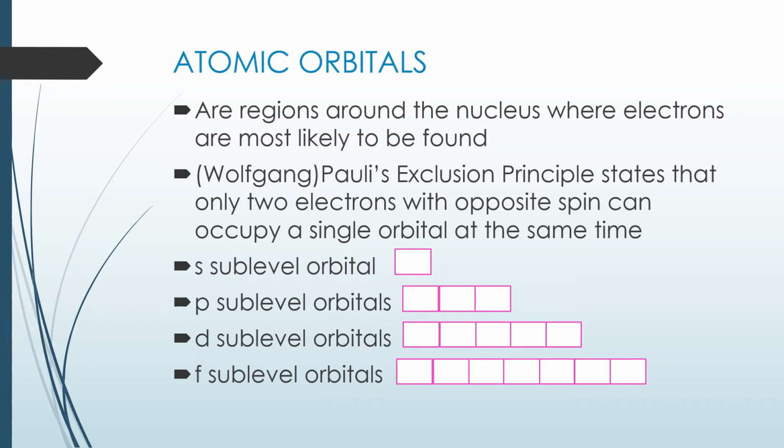Kung bawat orbital ay kayang humawak ng 2 electrons at meron siyang 7 orbitals, ang kaya lang hawakan ng F sublevel ay hanggang 14 electrons. Hindi na pwedeng sumobra doon.